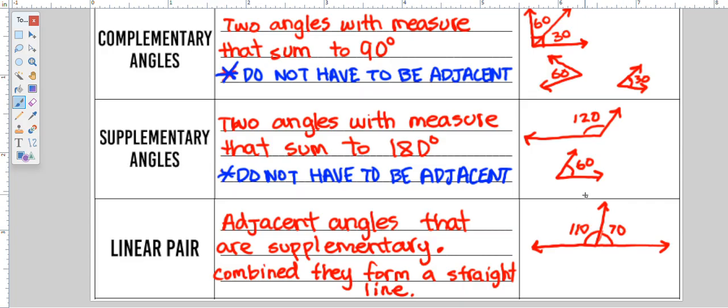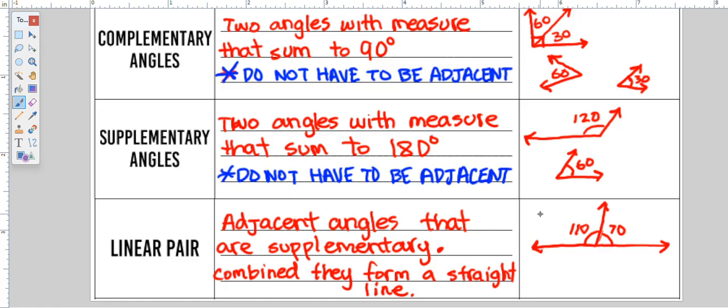If I add them together, they're supplementary. They equal 180. Okay, but more importantly, if I am combining them, they are now a straight line. Okay, so linear pairs add up to 180. They are supplementary, and they are adjacent. They're side by side. So if you combine them, they make a straight line.